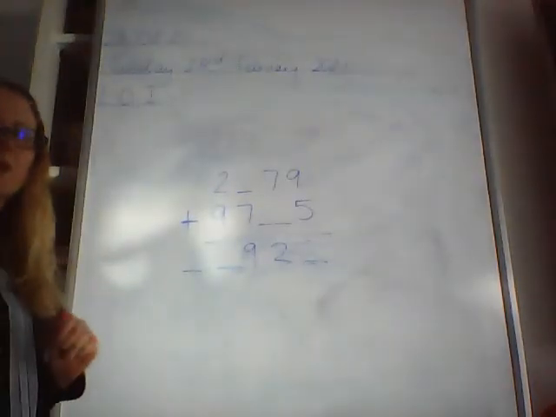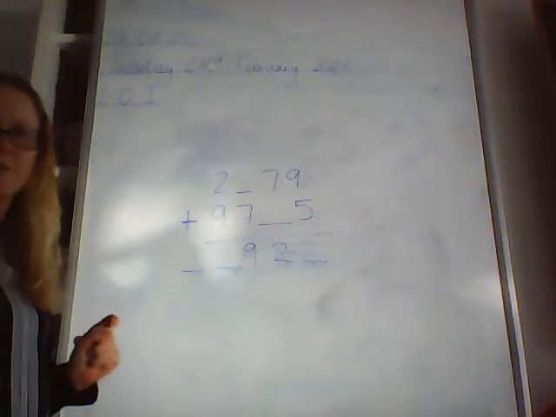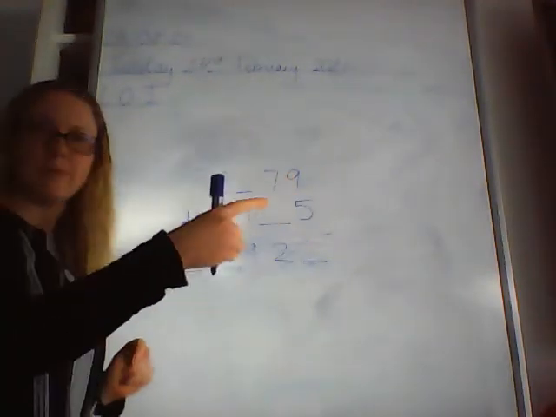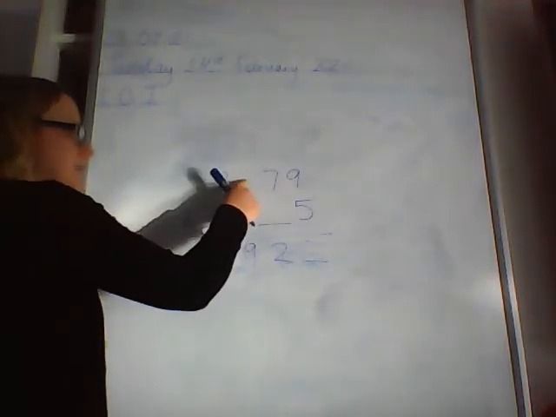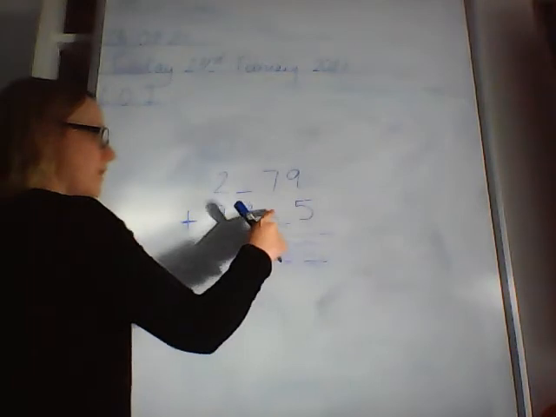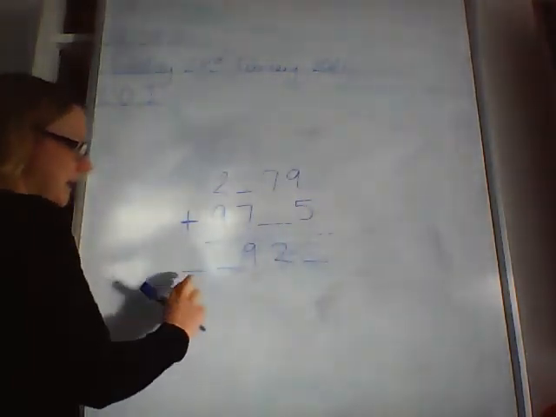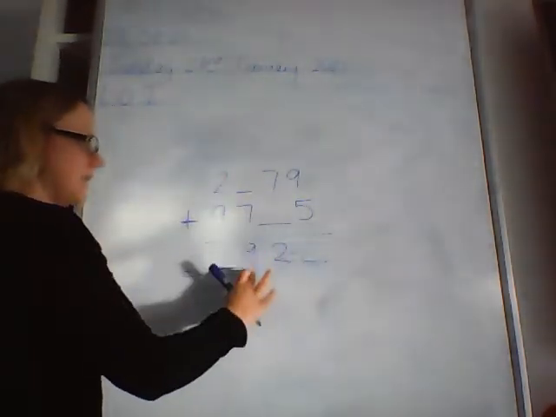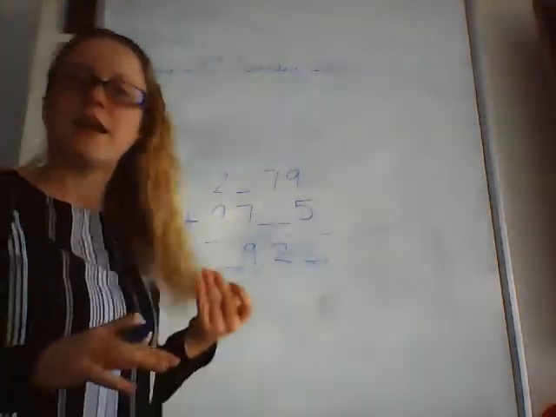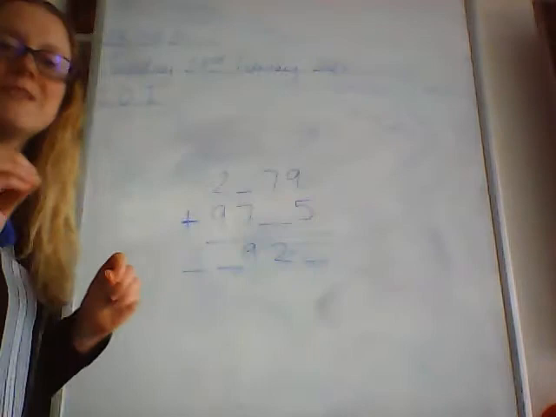Okay, we're going to start with some addition missing number sums. So you can see first, in my top number I've got a 2, a missing digit, a 7, a 9. In my second number, I've got a 9, a 7, a missing digit, and a 5. And in my answer, I've got a missing digit, 9, 2, and a missing digit. So my job is to complete the calculation by figuring out what these missing digits are.